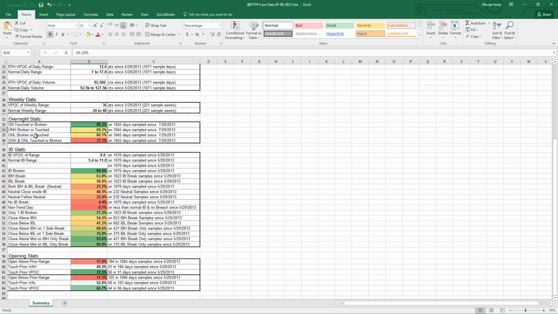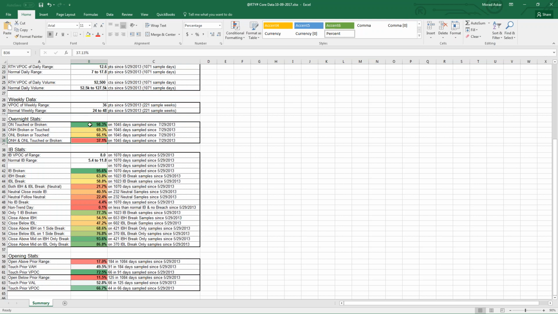The next stat is how often we take out or touch the overnight high by itself: 69.3%. That leaves 30% of the time it doesn't get touched. It's a pretty good edge, a 70% edge. The overnight low is broken 66.1% of the time. Two-thirds of all days tested historically, we've touched or broken the overnight low. It's a pretty good start. It's not quite an edge, it's not a setup, but it gives you an idea of the nature of this product.